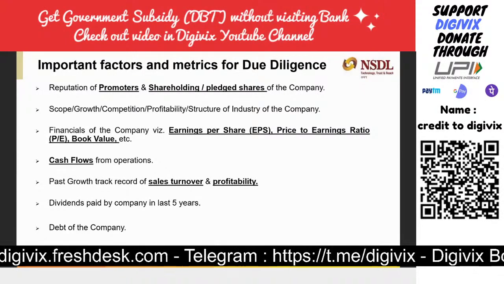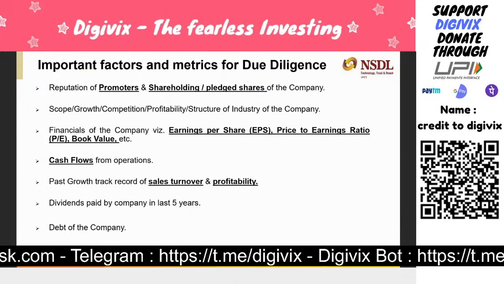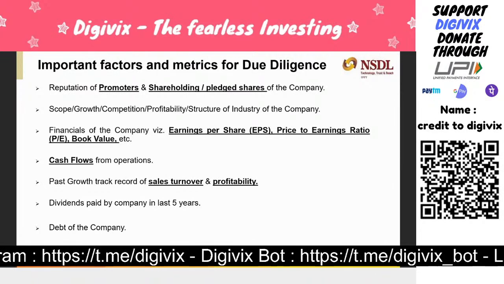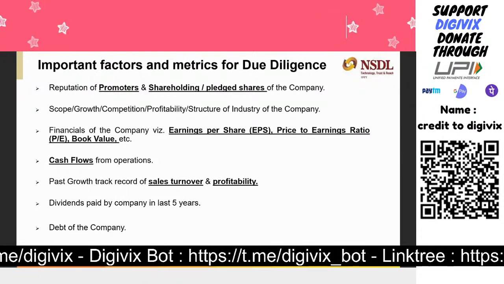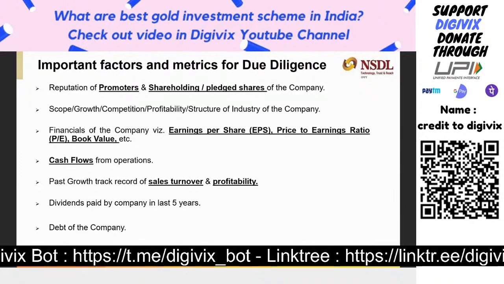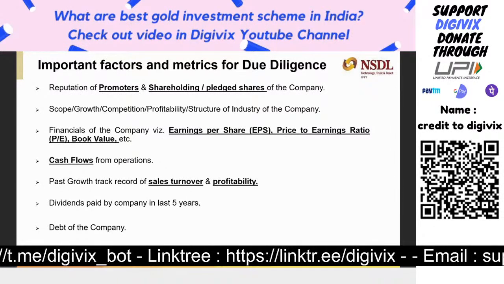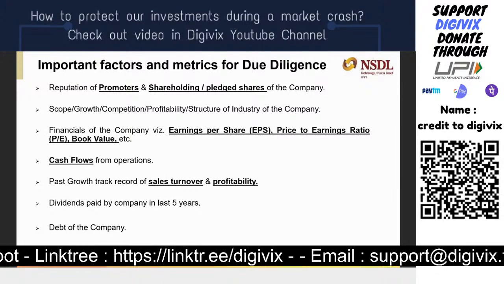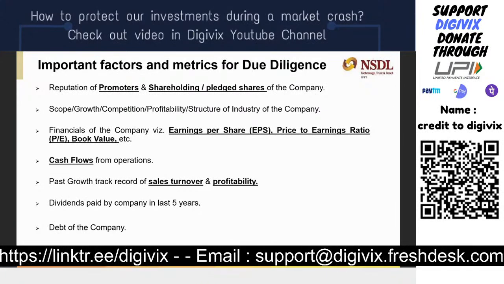Now, coming back to what we already discussed, that we need to be careful about the balance sheet. More importantly, who are the promoters? Who are the people who are running the show? How is the shareholding pattern? Earning per share. What is the PE, book value, cash flow? Over the last few years, how have their sales, profitability or revenues been? Debt, we have already discussed. Dividend paid by the company to its shareholders, we have already discussed.